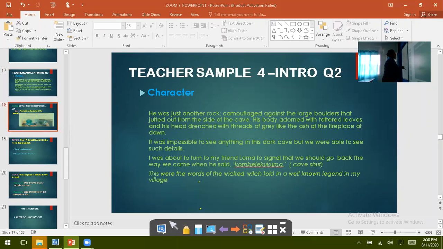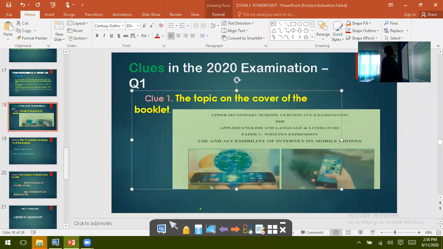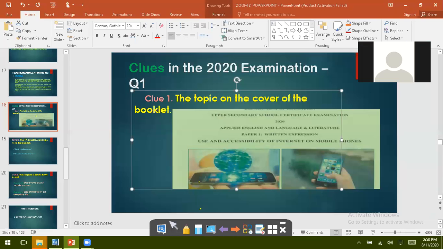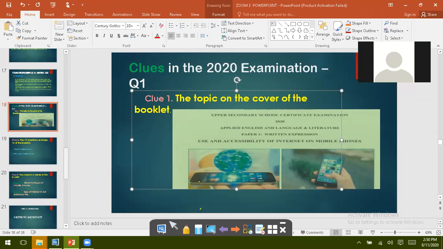I'm going on now to the booklet. You have started reading your booklet? No, you haven't started? Not yet. You need to start with the first pages. Yes, okay, so you need to start.